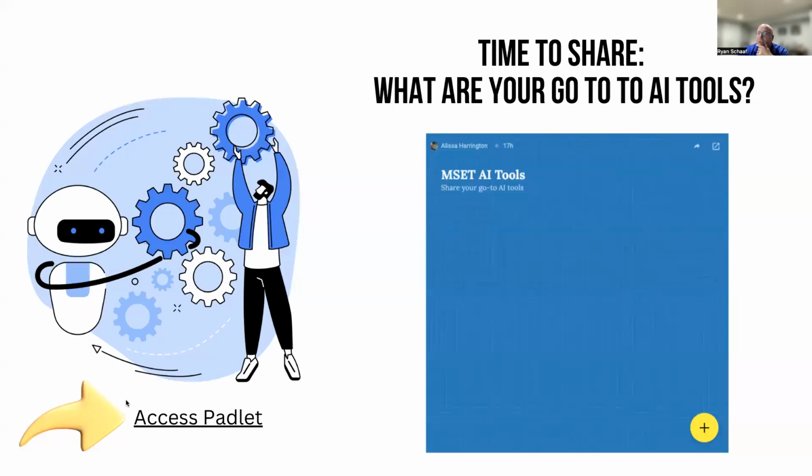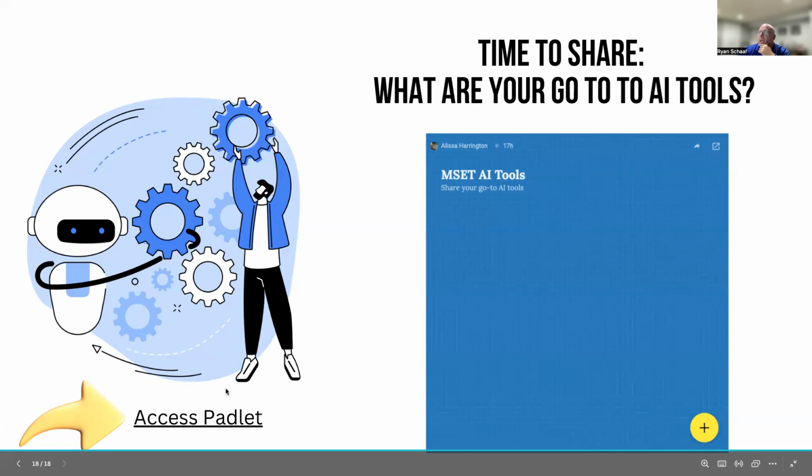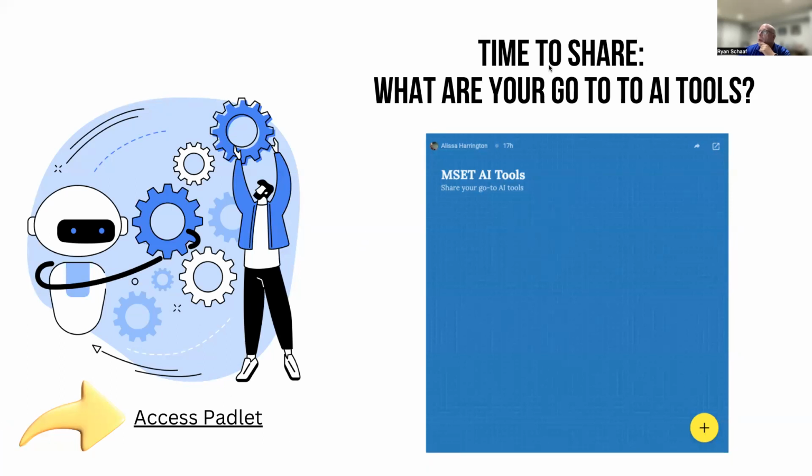Maybe I can grab the link and put it in the chat. So what we're going to do is we'll share the link up in the chat box. There's time to share what your go-to AI tools are that you use on a regular basis, maybe one that we haven't shared yet, one that you've heard about and want to explore further.